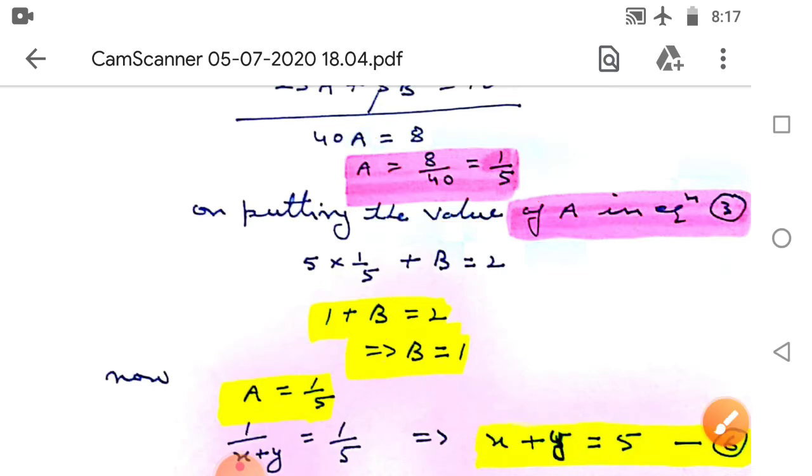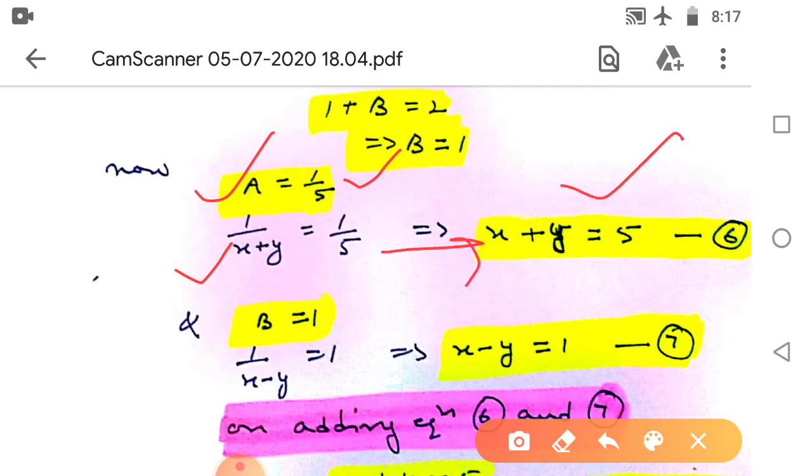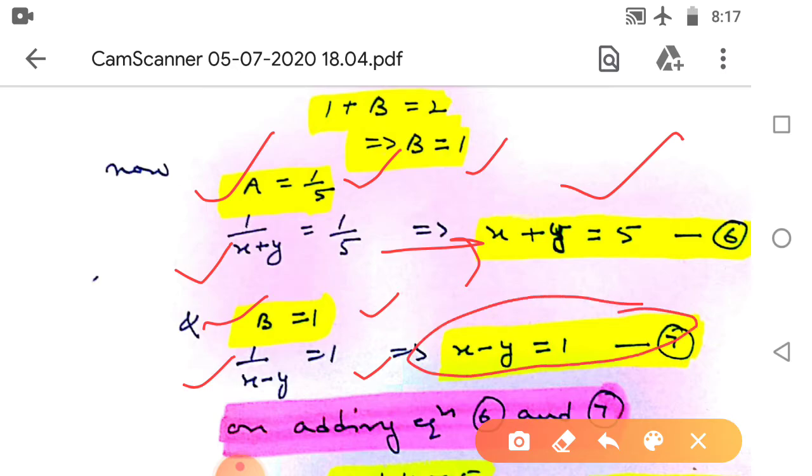Clear? Now we assume that a is equal to 1 upon x plus y. So here when a is equal to 1 upon 5, instead of writing a, we write 1 upon x plus y. Clear? So this becomes, by cross multiplication, x plus y is equal to 5. And when b is equal to 1, the value of b is 1 upon x minus y. So 1 upon x minus y is equal to 1. So x minus y is equal to 1 after cross multiplication.